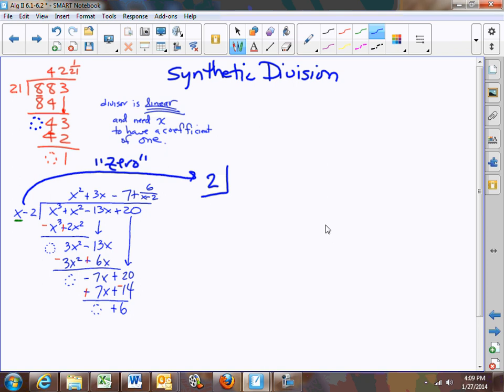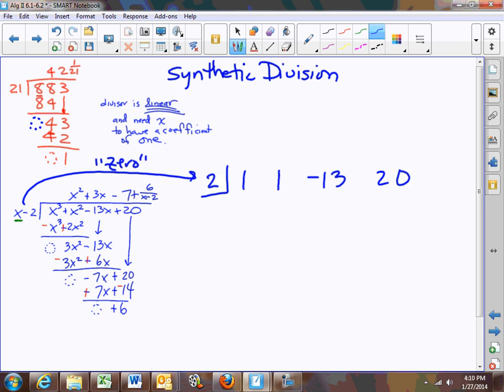Now, to the right of the little half square, we put the coefficients of all the terms in our dividend. In that case, it's going to be 1, 1, negative 13, and 20. Now, if any of the degreed terms are missing, you must put a 0 in that place. If you don't, you will get what we refer to as the wrong answer.